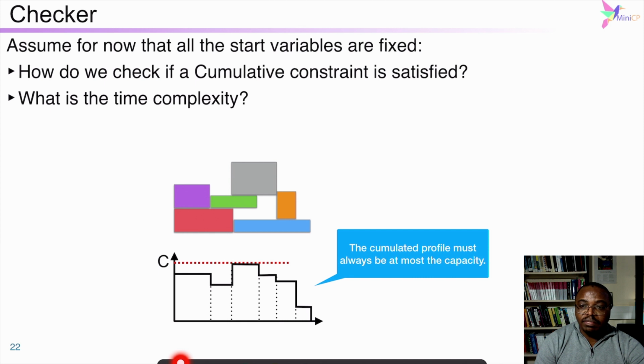Given activities of fixed start time, a checker is used to verify if the cumulative constraint is satisfied. To do so, we will build the resource utilization of activities over time, usually called the profile. It is an aggregation of juxtaposed rectangles of different length and height. We will also answer the question about the complexity of the checking process.